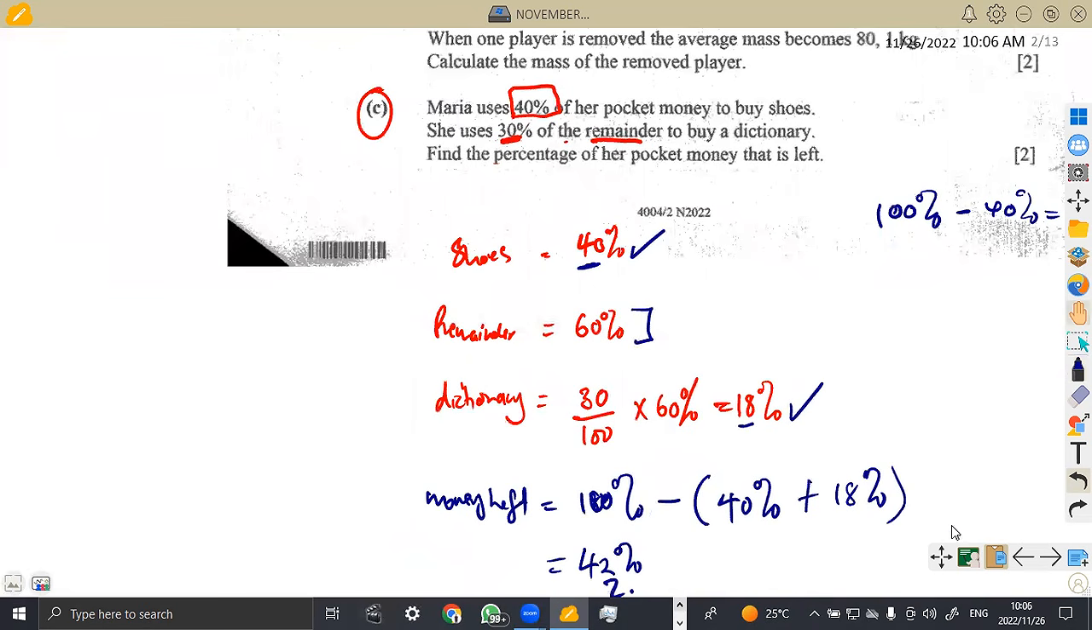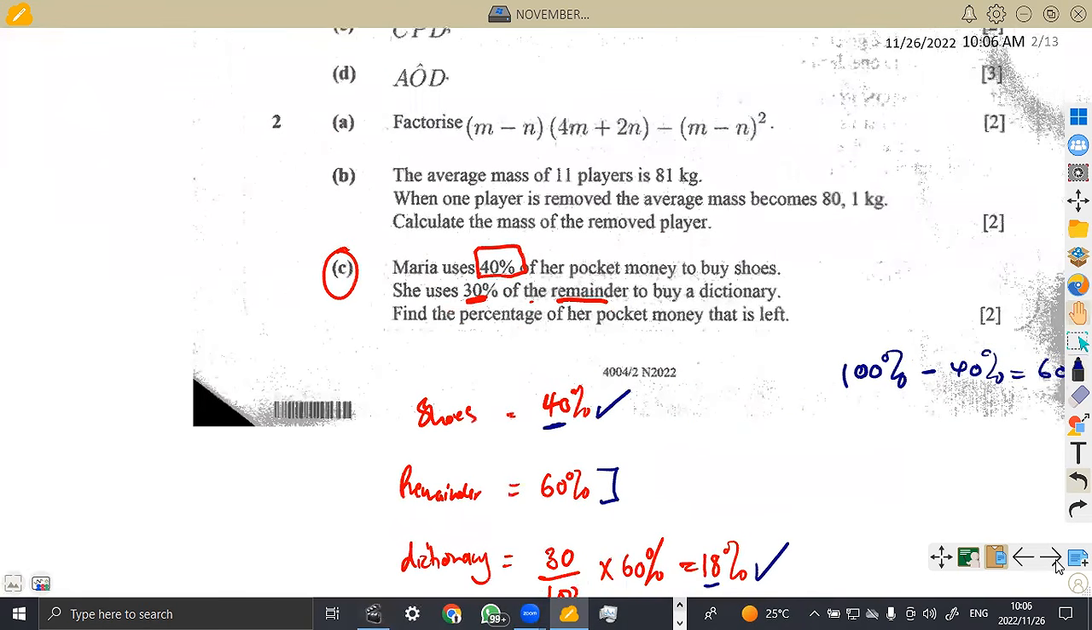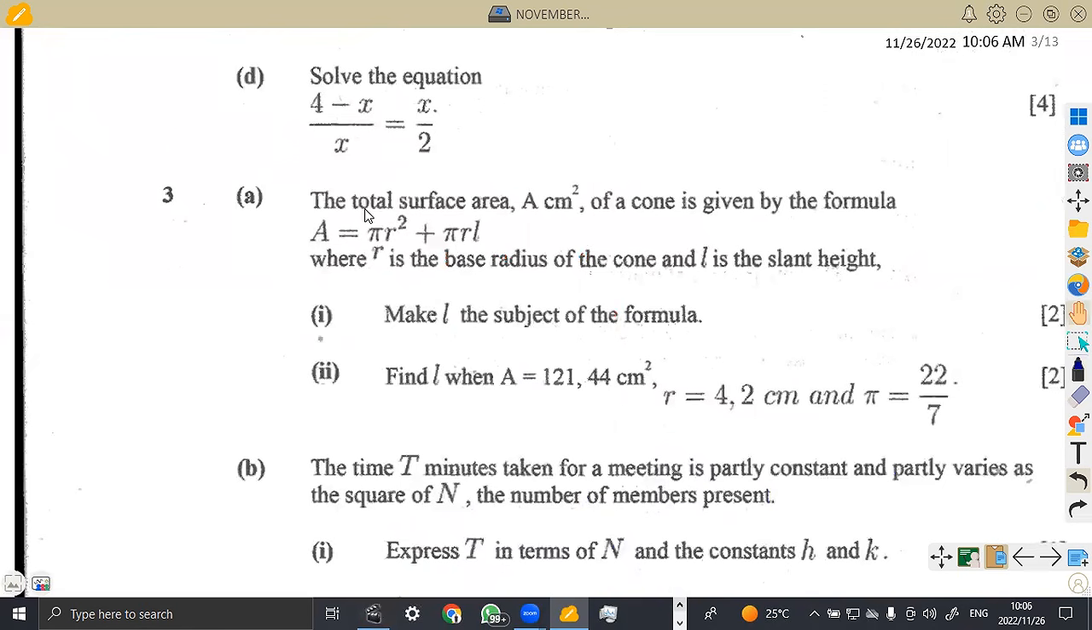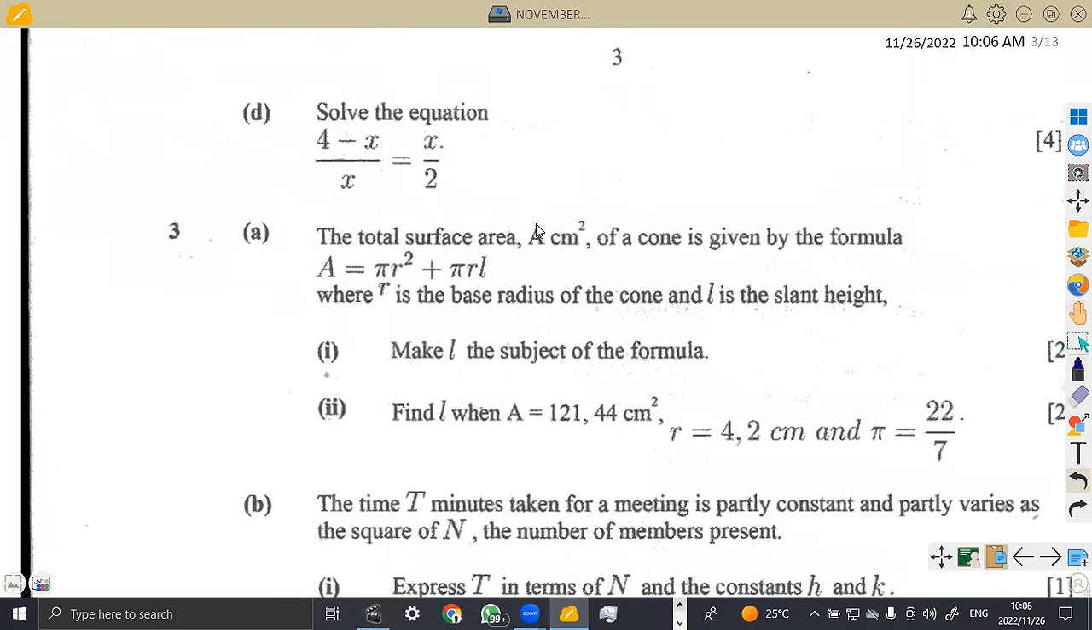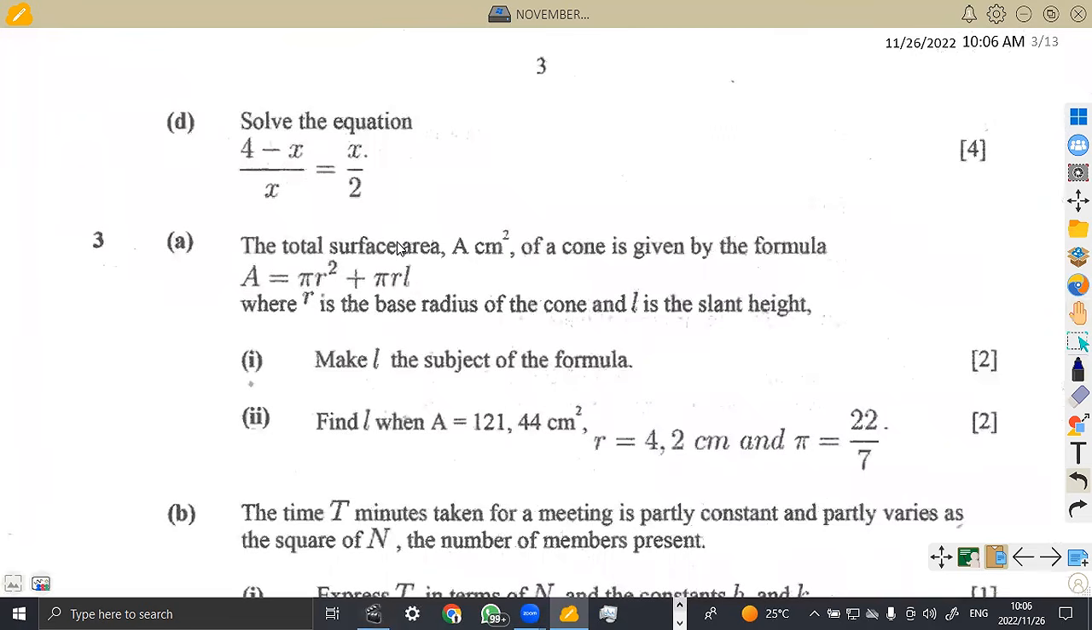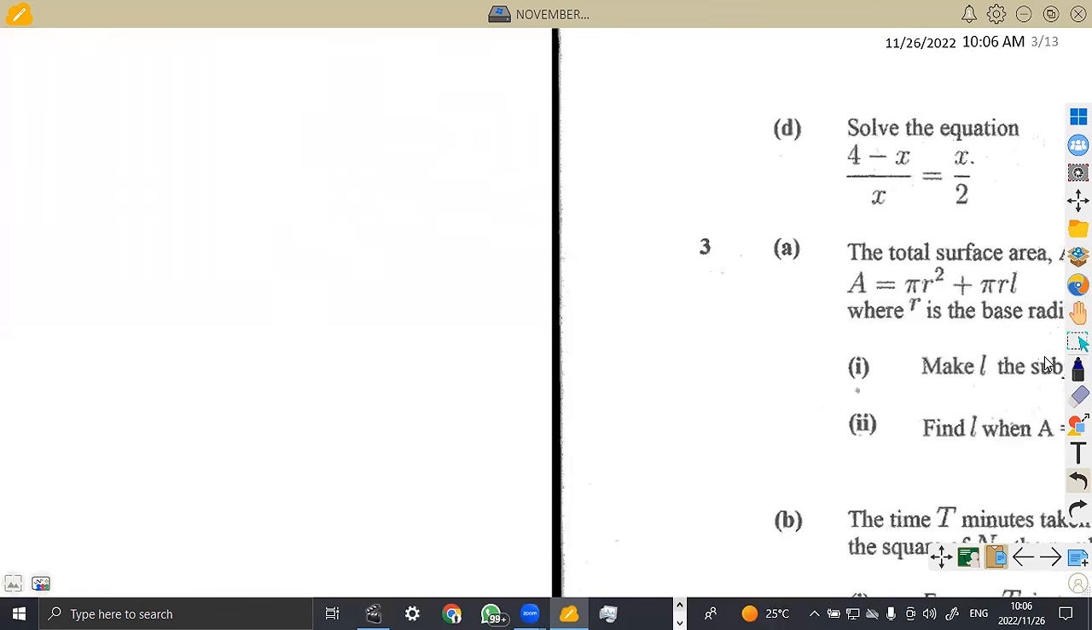Let's see something here. I just wanted to cross check. Oh, we are now at number 2. That's why. Okay, so 2D, we are given to solve the equation. I don't know which method we're going to use, but that is definitely 4 marks. There are so many ways that we can use. We've got 4 minus x over x, which is equivalent to x over 2. By cross multiplying, we can remove the fractions. That means 2 is going to multiply 4 minus x.